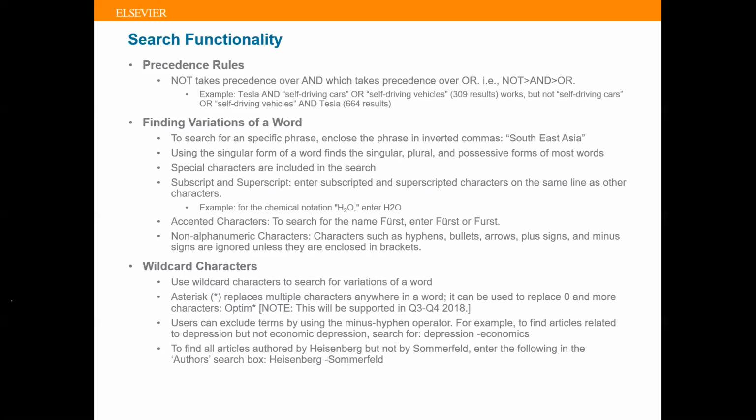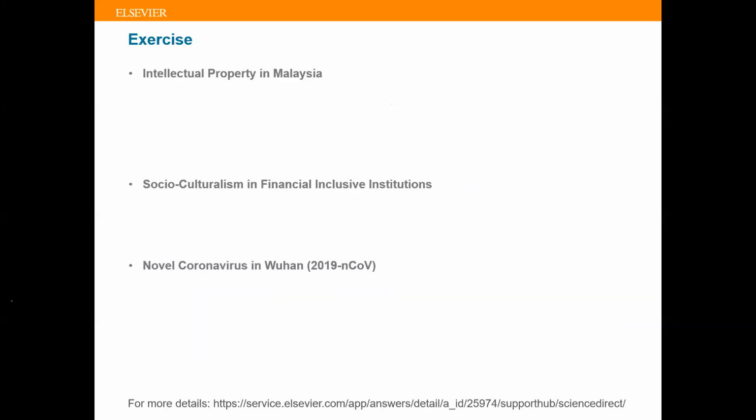You can also exclude terms by using the minus hyphen operator. So you can find articles related to depression, but not economic depression. So you can search for depression -economics, and this is an exclusion device. If you want to find articles authored by Professor Heisenberg, but not by Professor Sommerfeld, you can enter the following in the author search box: Heisenberg -Sommerfeld, right? So these are all great controls for you to really improve the way you search for information.